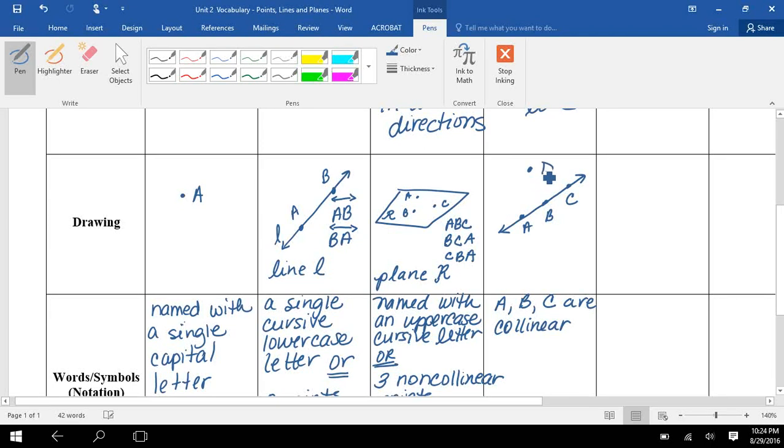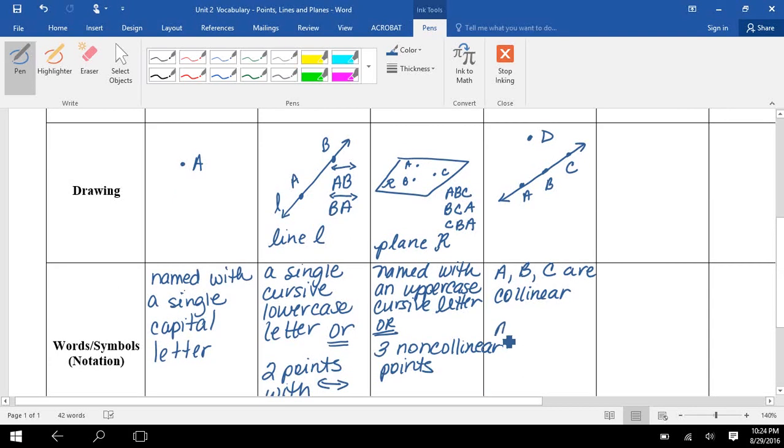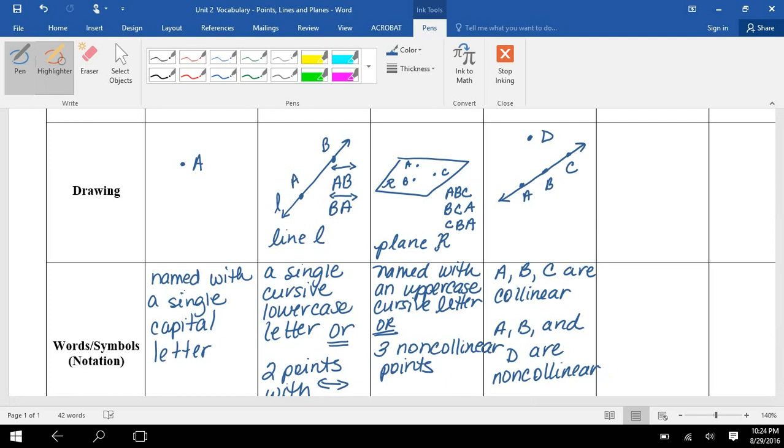Now if I throw in this extra point D, I can say A, B, and D are non-collinear because they are not on the same line. If you look at A, B, and D, take a look at them. A, B, and D, they're not on the same line. You can't get one line going through all 3 of them. So that's what you call non-collinear.